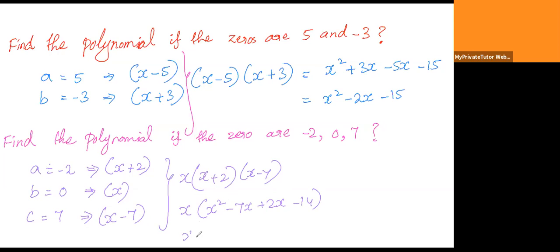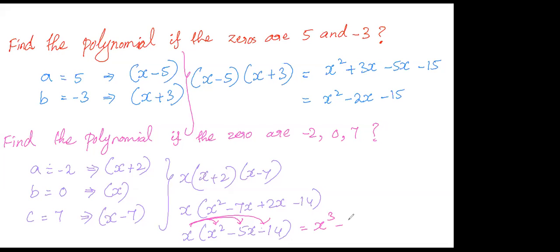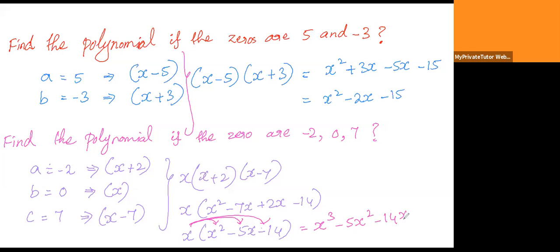And simplify again: x square minus 5x minus 14. And finally, please distribute it. We have x outside, so please distribute that, and tell me the answer if you can. X cube minus 5x square minus 14x. That's very nice, Joseph.